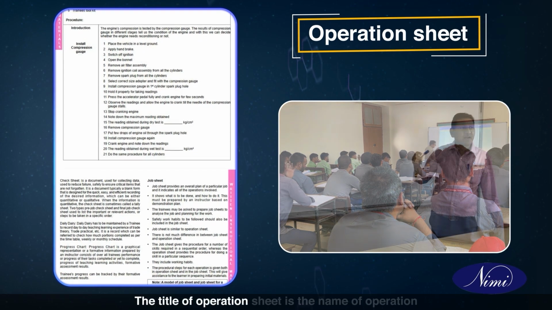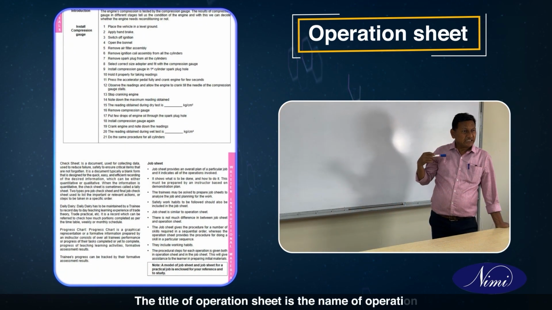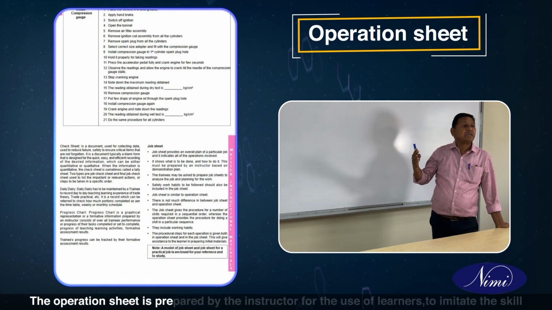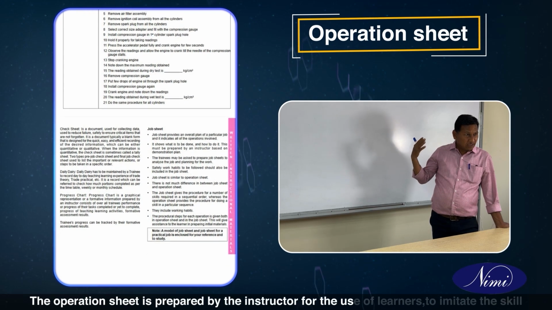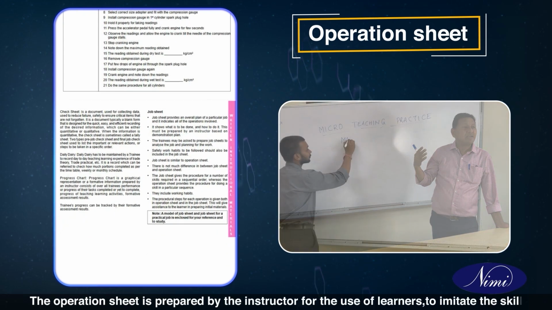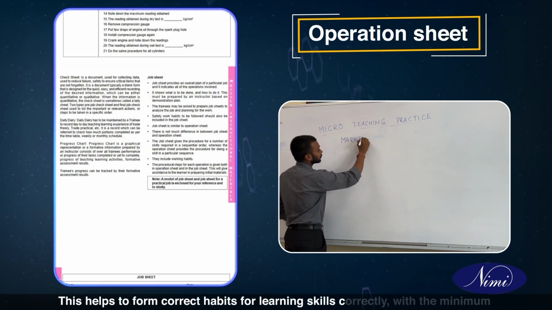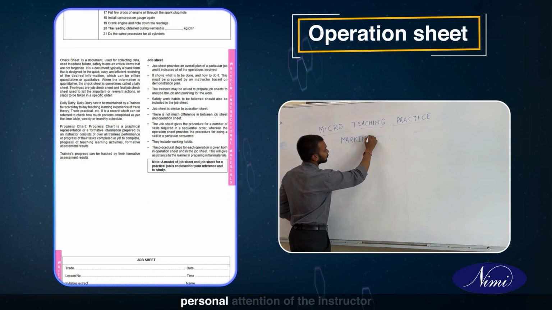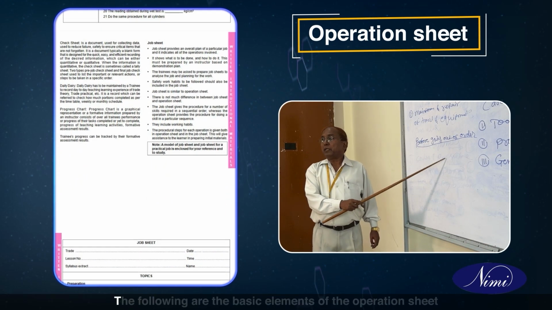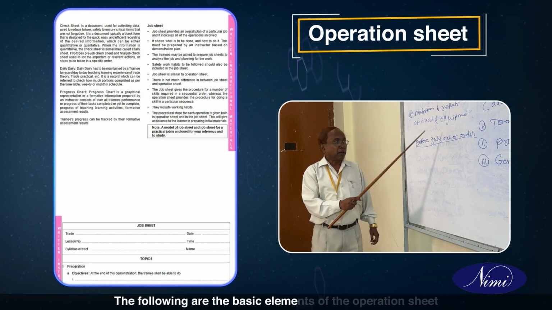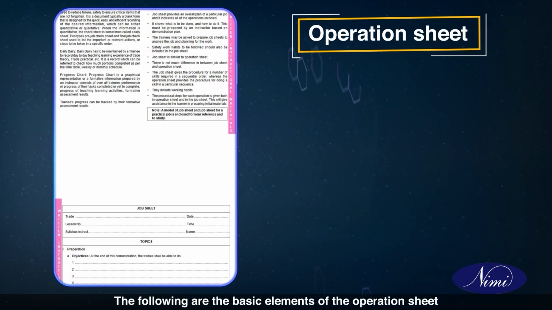The title of the operation sheet is the name of the operation. The operation sheet is prepared by the instructor for the use of learners to imitate the skill. This helps to form correct habits for learning skills correctly, with the minimum personal attention of the instructor. The following are the basic elements of the operation sheet.